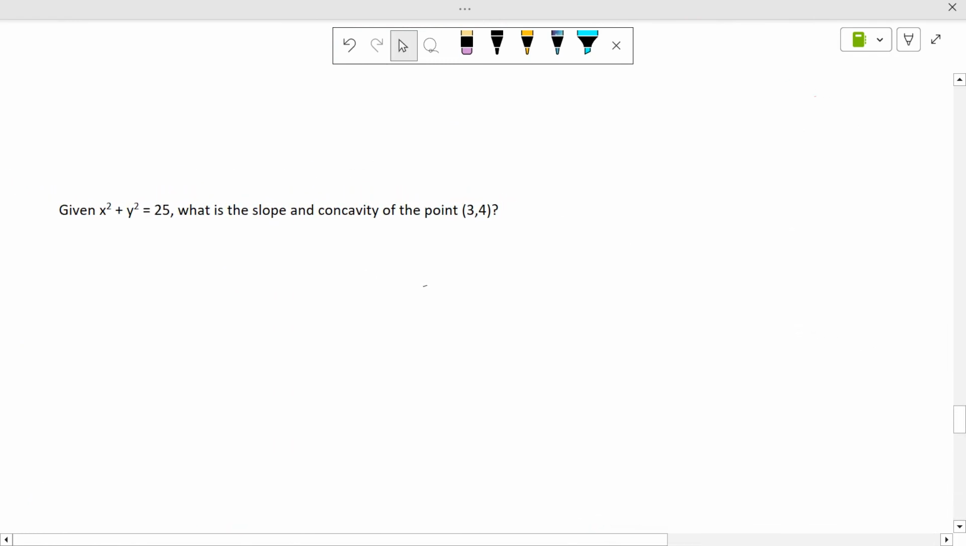Given a circle, what's the concavity at this point? How many derivatives am I going to have to take of that? Two of them. So 2x plus 2y dy/dx equals 0. So 2y dy/dx equals negative 2x. So dy/dx equals negative x over y, because the 2's cancel. That's the first derivative.